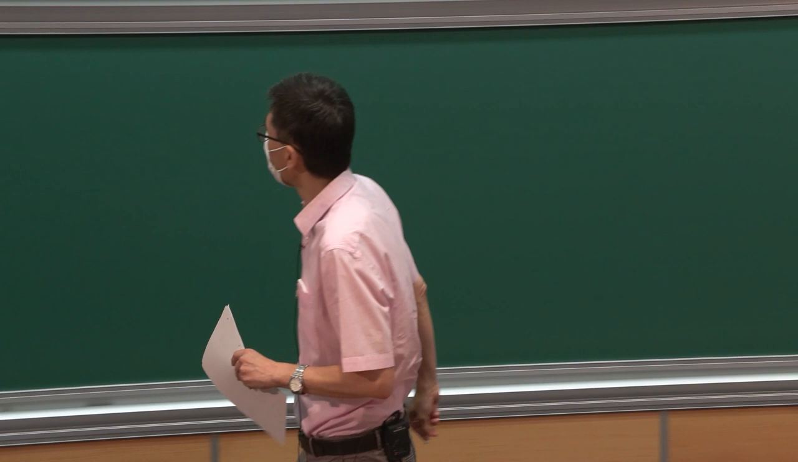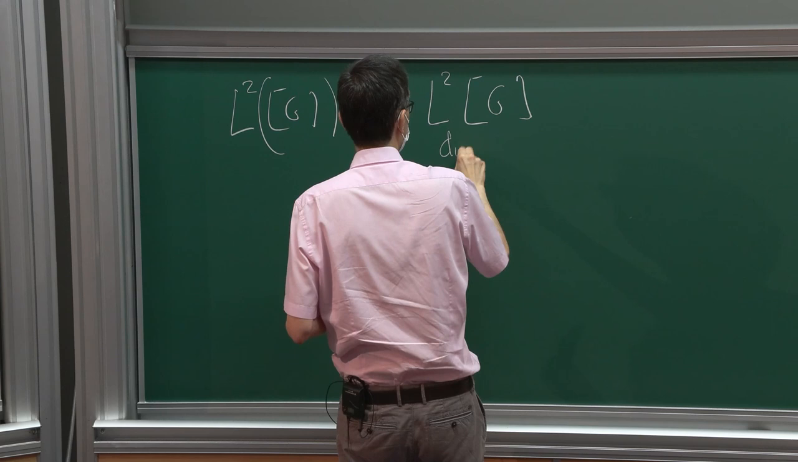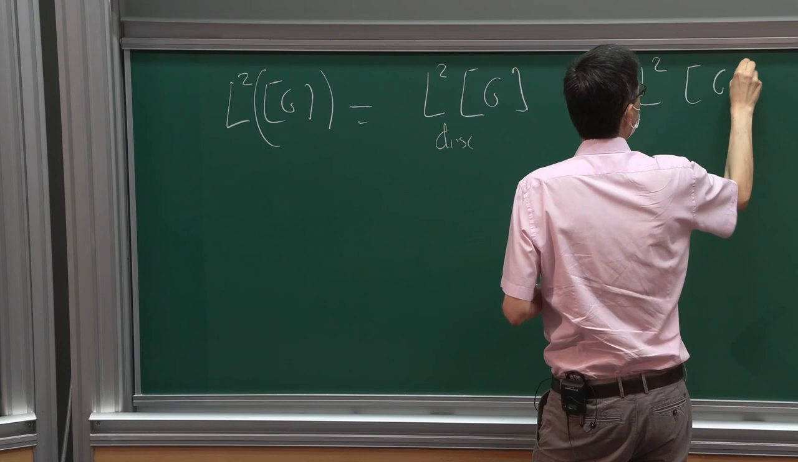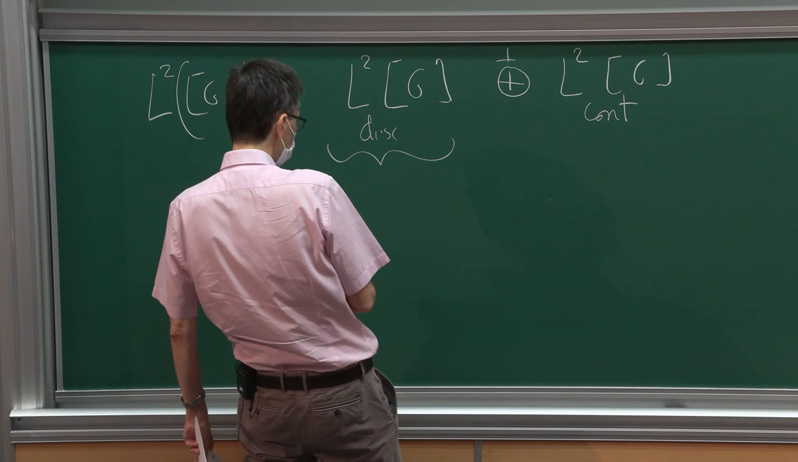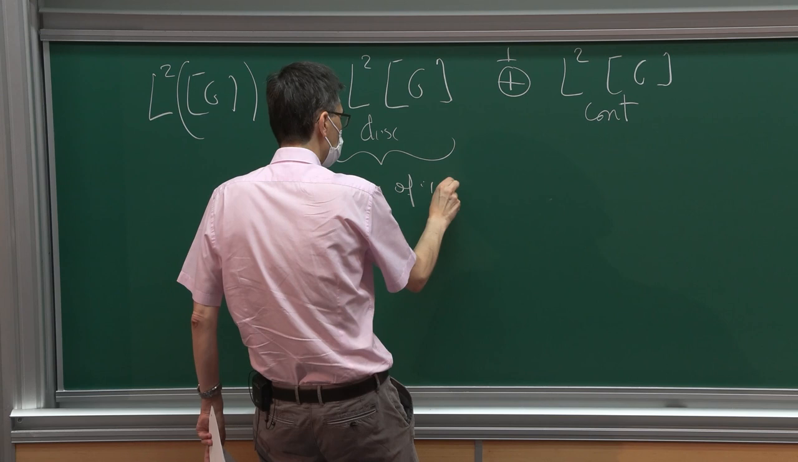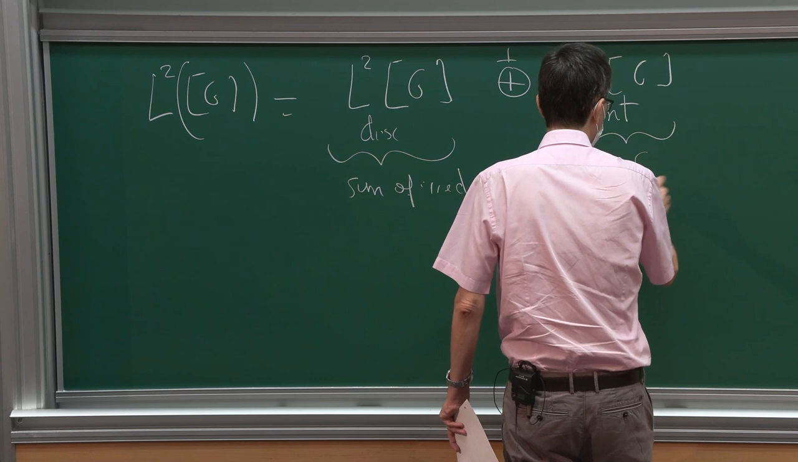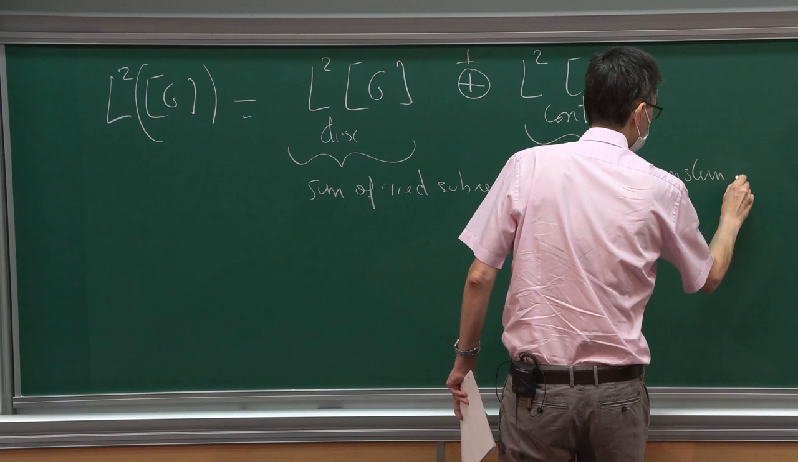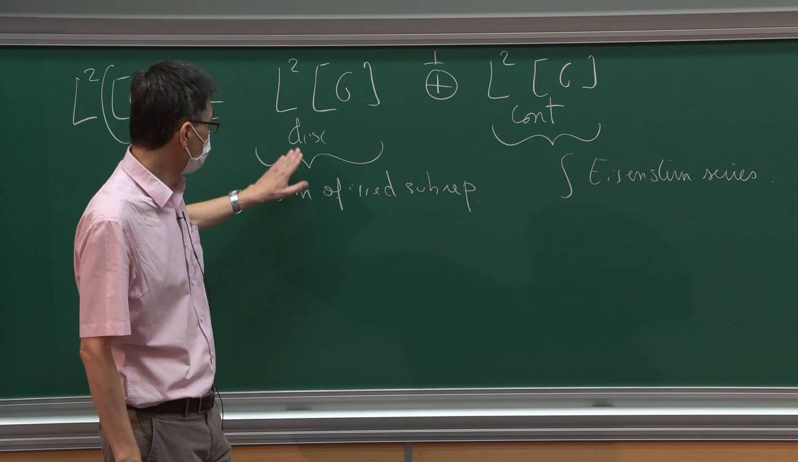So first, we can distinguish two closed subspaces, one which is called discrete, and the other which is called continuous. So perhaps I can begin with the discrete part. As we saw yesterday, this is a Hilbert sum of irreducible subrepresentations, whereas the continuous part is described by an integral of Eisenstein series. And these Eisenstein series are built upon discrete representations, but for Levi subgroups of G. So there is some kind of recursion in the description.